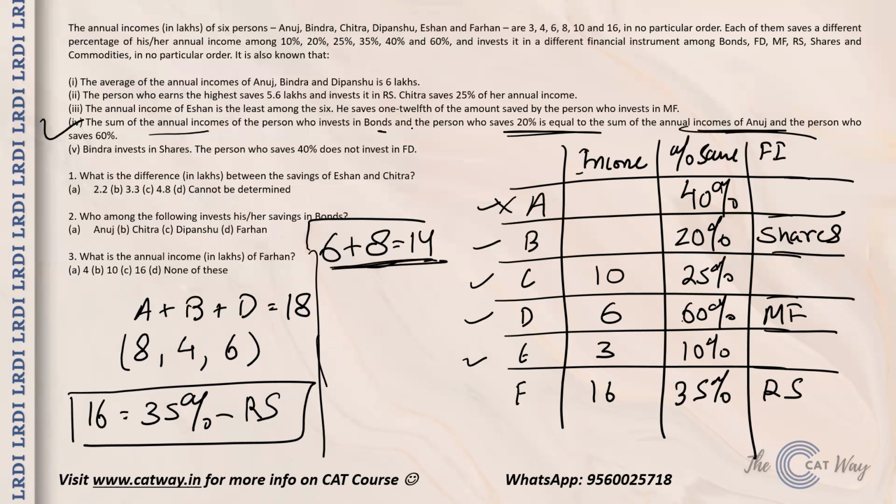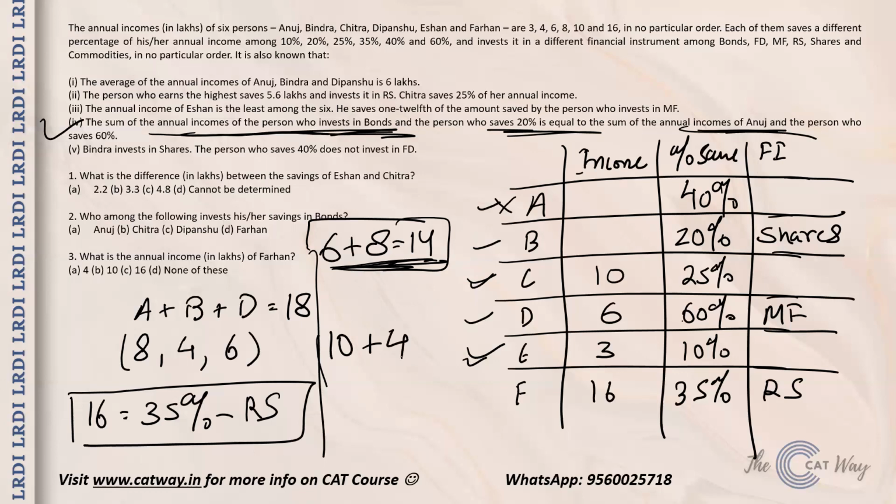Now again, talk about the sum of annual income of those who invest in bonds. Now who is investing in bonds? A cannot be that person, so it is one among C and E. So it could be anyone right now. If it is E, then the other one needs 11, and no one is earning 11. That is also certain. So in this case, the investor in bonds and the 20% person cannot be E. So that person is definitely C, and the other one is the one with the 4 lakh income.